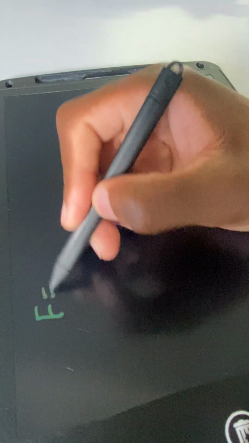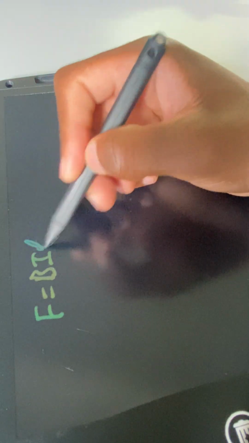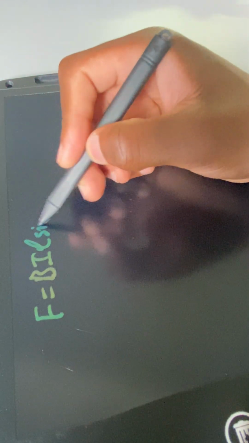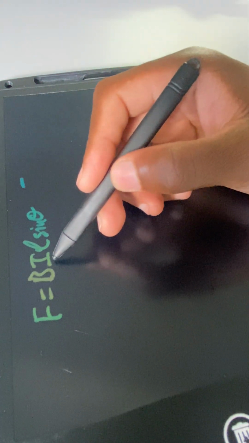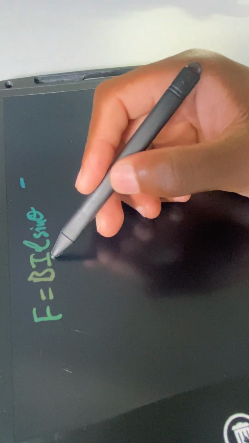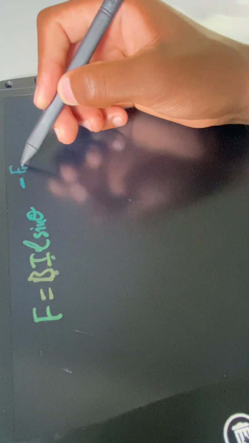Now let's look at the nature of this formula again. F equals the magnetic field intensity times the current times the length of the wire times sine theta. Remember, if the charge flowing through the wire is at right angles to the magnetic field lines, you're going to get a maximum force, right?